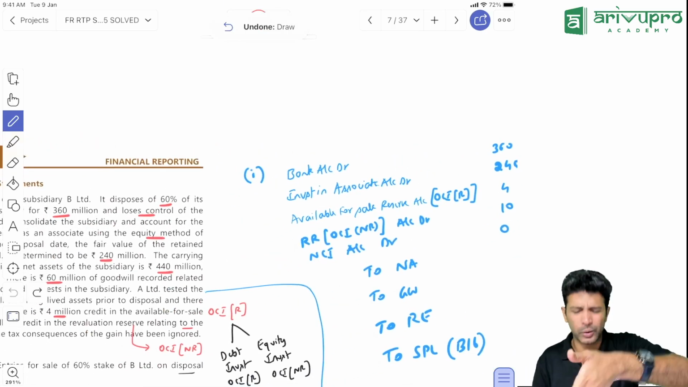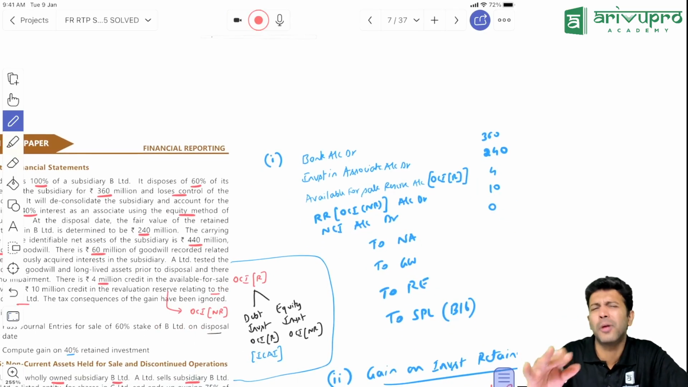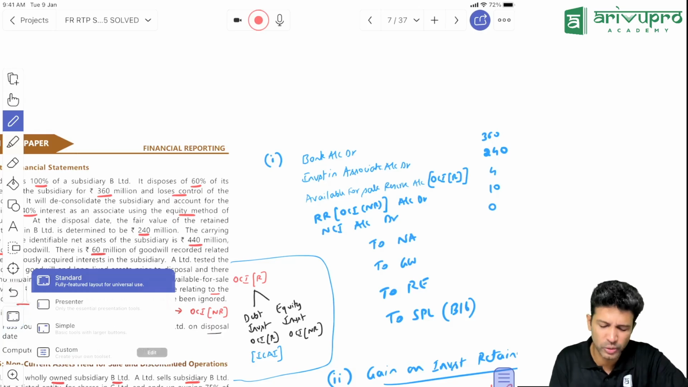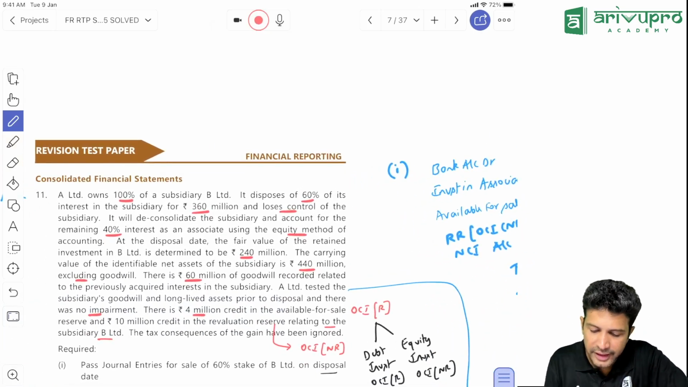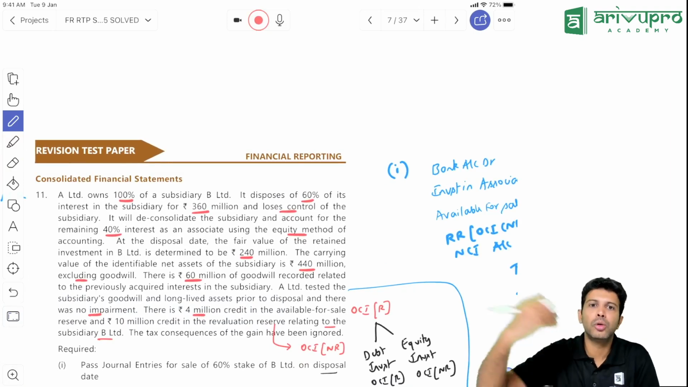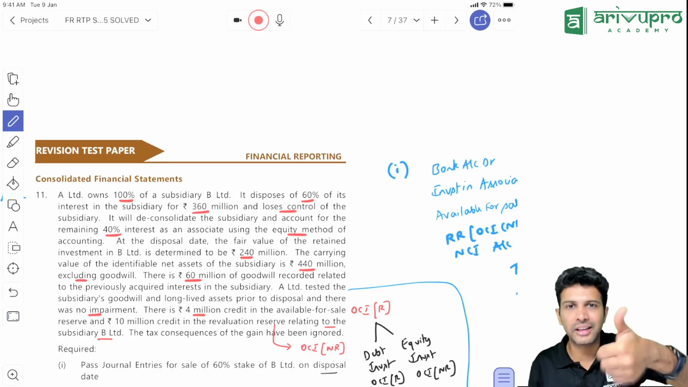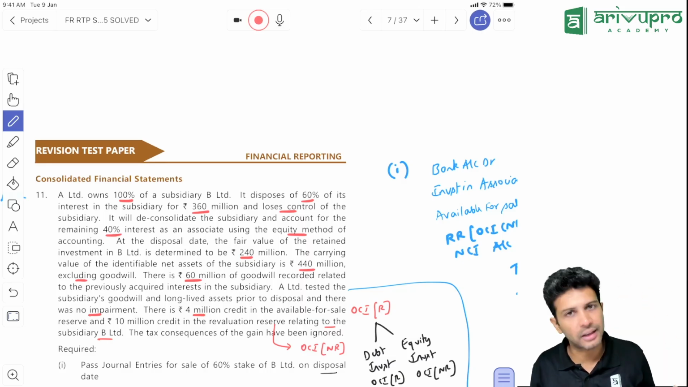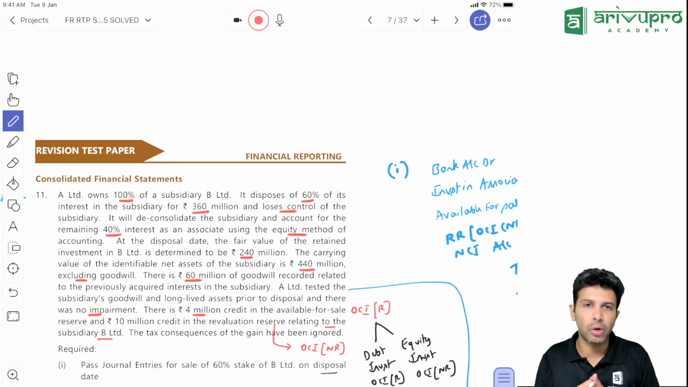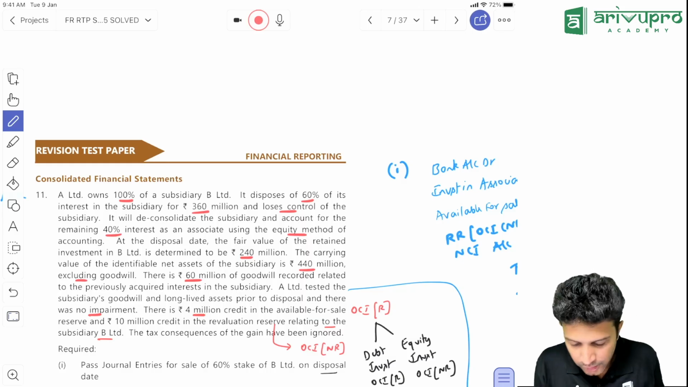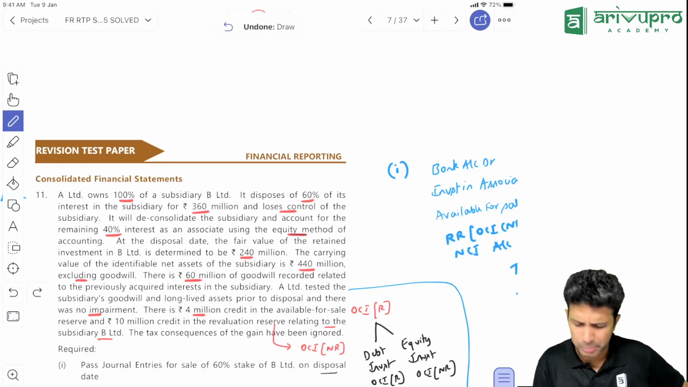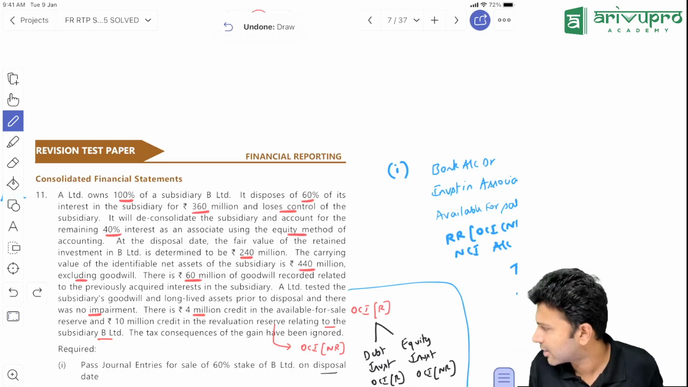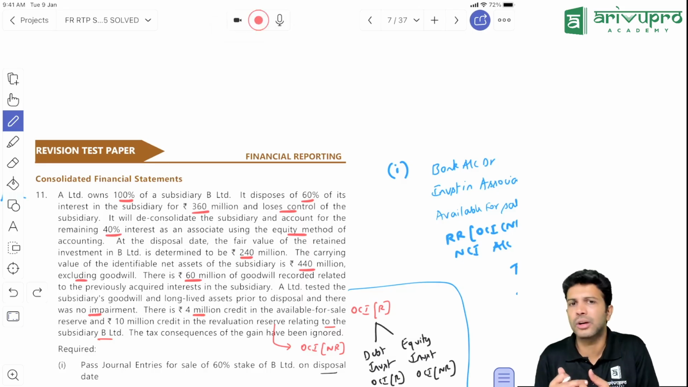We have done so many questions like this. In fact, this is straightforward. Just for the second part, I'm doing this question, otherwise I would have cut it. All right, and it loses control, so it deconsolidates. When you have control, you do the consolidation. You will recognize NCI, goodwill, net assets, etc. When you lose control, all that NCI, goodwill, net assets, etc. you'll have to de-recognize. It will deconsolidate the subsidiary and account for the 40% in an associate using the equity method. Yes, associate consolidation works on the equity method.